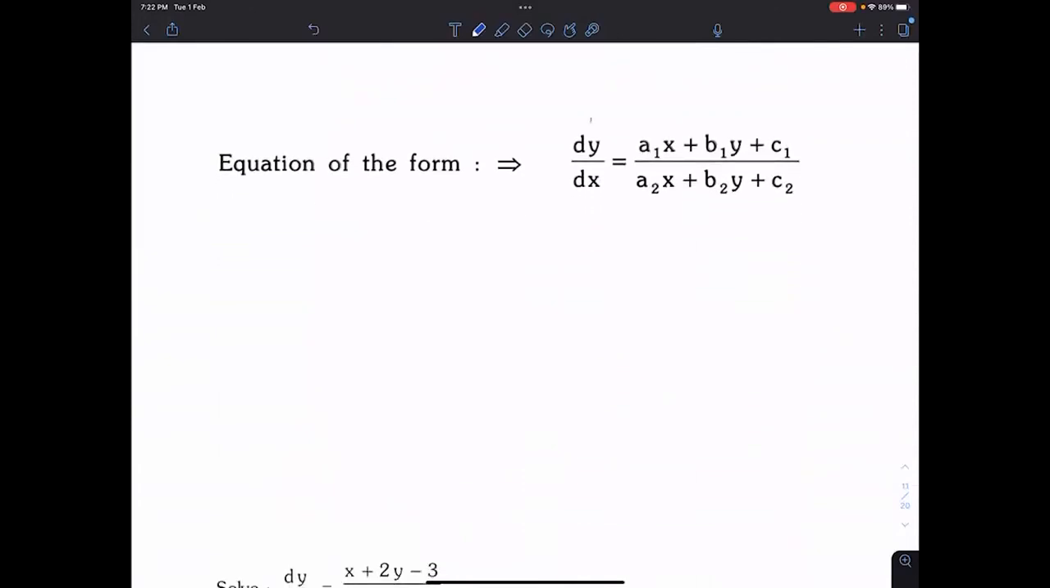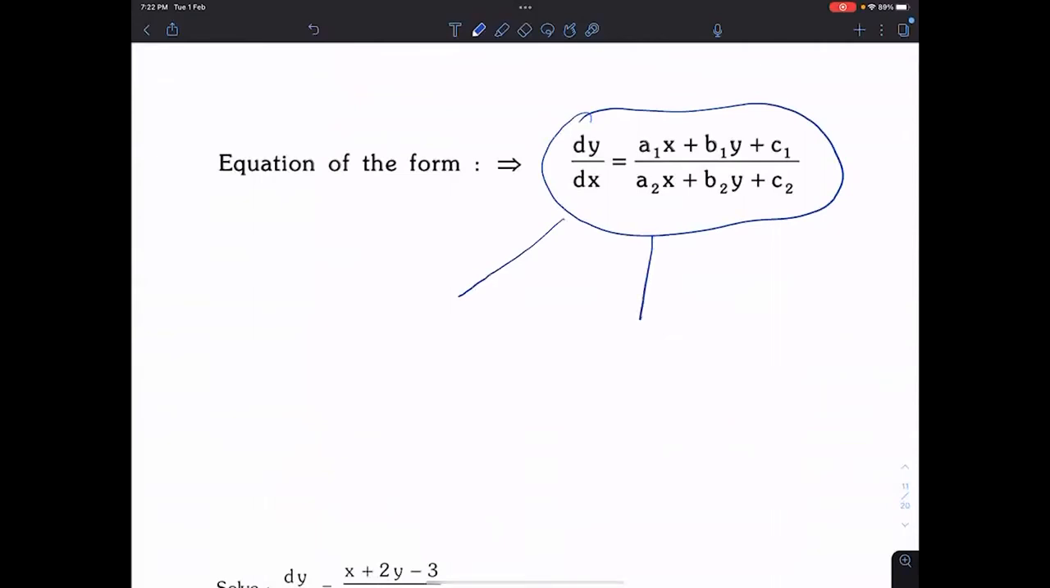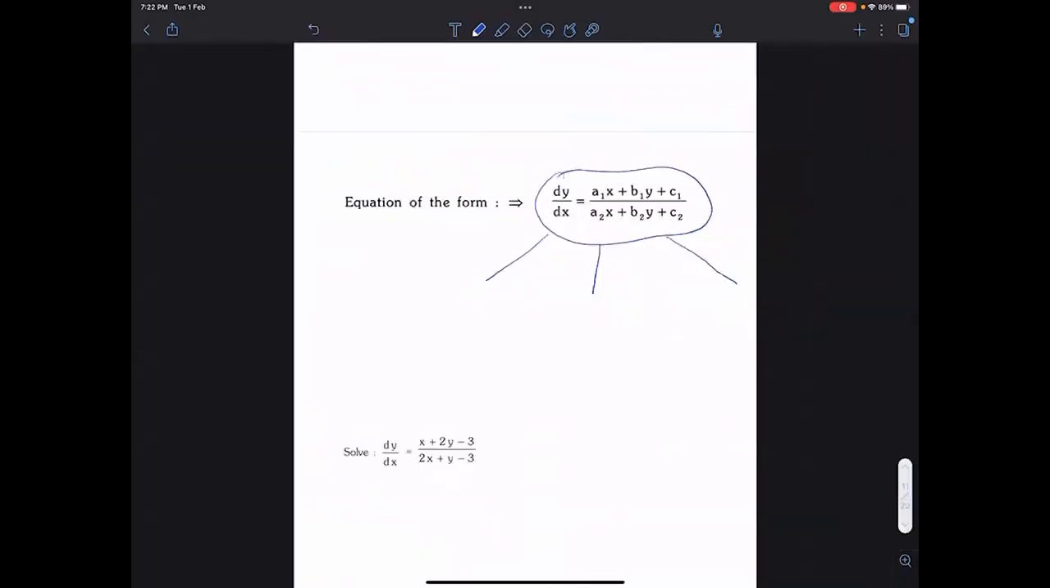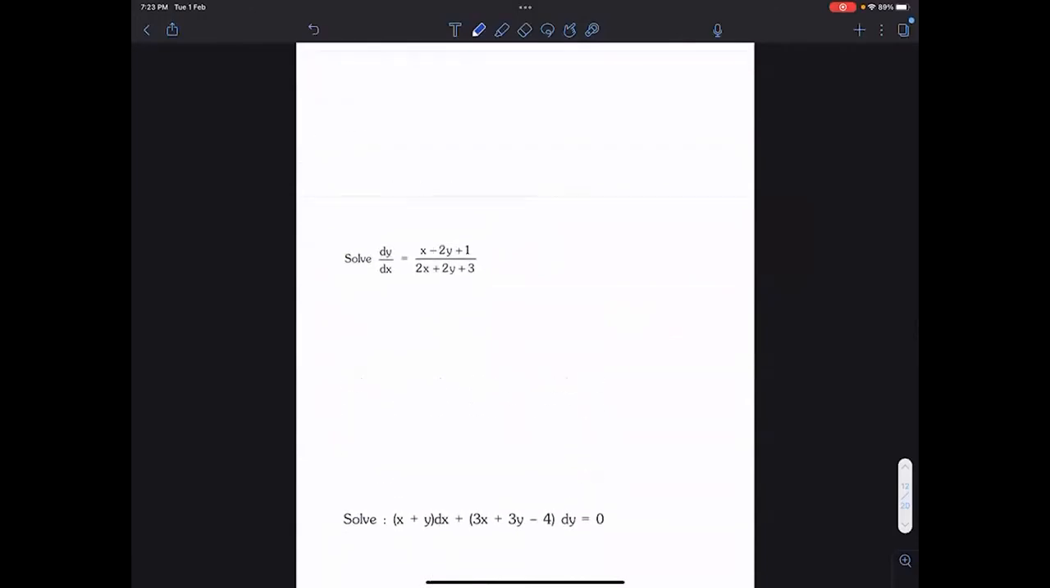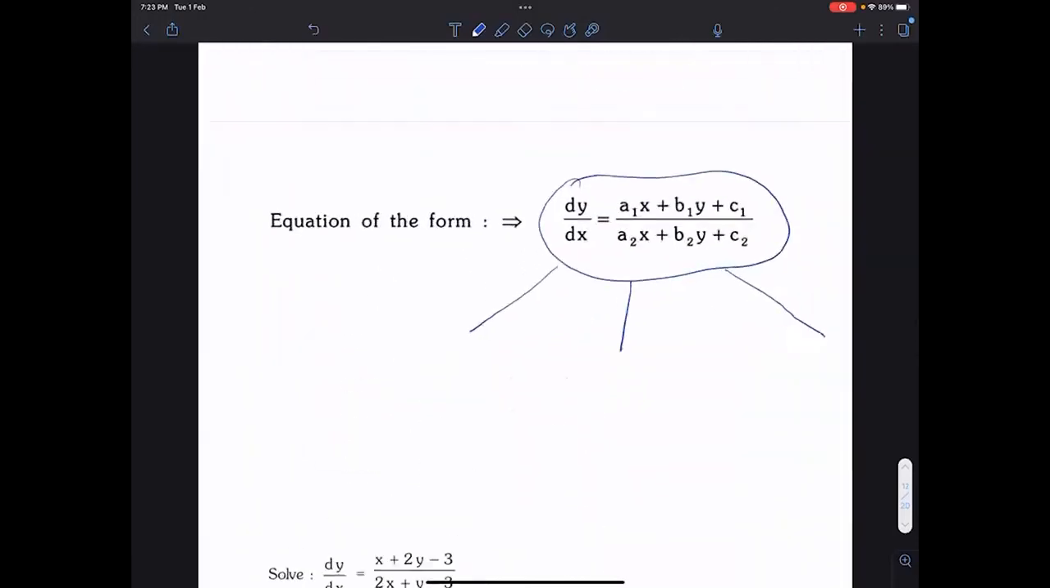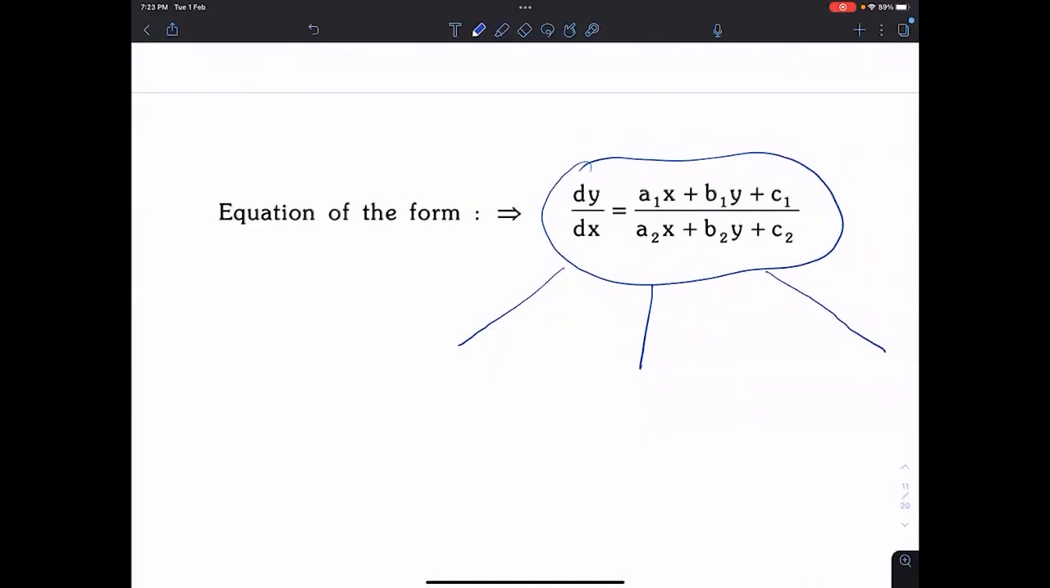Now, whenever you have something like this form, there are three cases. Okay. So for each case, I have taken one example. First case is a1 b2 plus a2 b1 equals 0, you will follow one method. If a1 by a2 is equal to b1 by b2, obviously not equal to c1 by c2, because if all three are equal, then cancellation will happen.